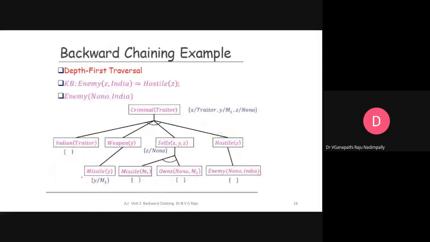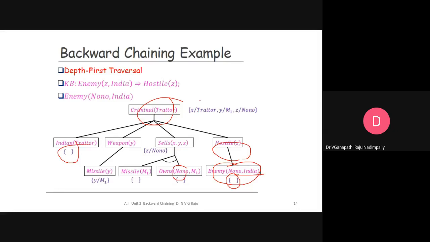Now, what I'm doing is replacing hostile of Z with enemy of no. Here we got that Z as no. So, enemy of no India. We have started at the goal and we have reached all the things, so we have to stop it.